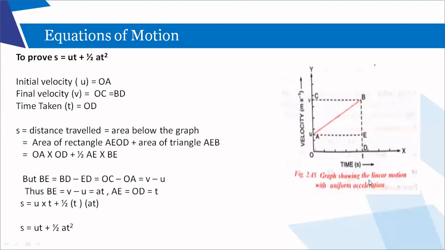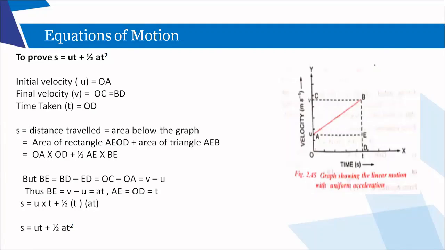So that is what I am going to do. I have divided it into this rectangle and this triangle, and then we will add the area of both. See here, distance traveled is the area below the graph. So area of the rectangle AEOD plus area of triangle AEB. Clear? I'm going to add both these areas. Area of rectangle is length into breadth, so OA into OD. OA is the breadth and OD is the length. And area of triangle is half base into height. Base of the triangle is AE, height of the triangle is BE.